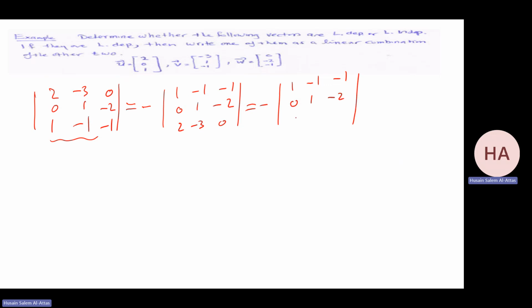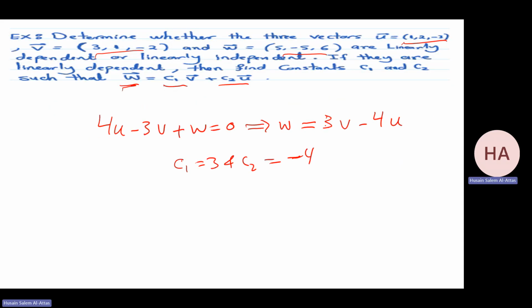Times minus 2, that will be 0. Minus 2, that will be minus 1. Minus 2, that will be 2. Okay, so that will be what? 1, 2, minus 2, which is 0. So they are linearly dependent. Now I need to solve the system to find A, B, C, so I can write one of them as a linear combination of the other two.